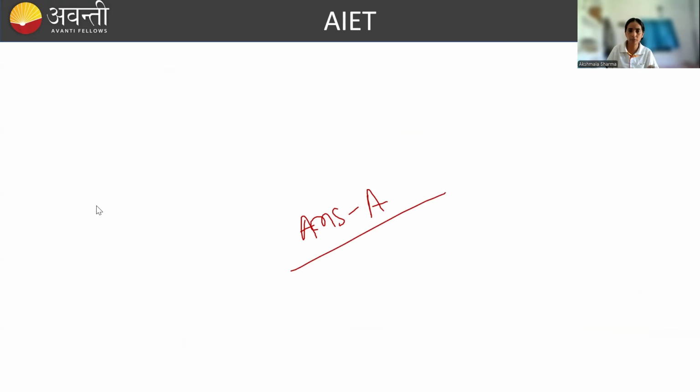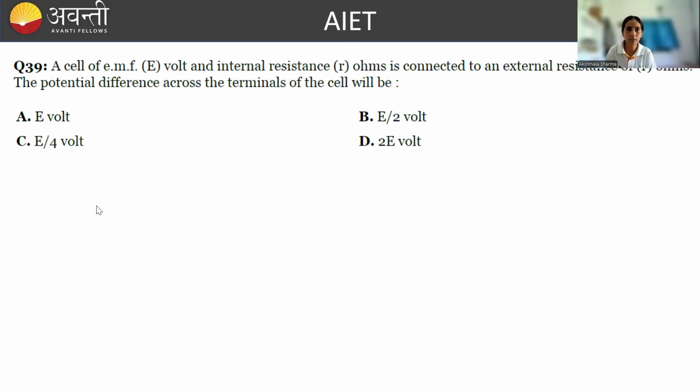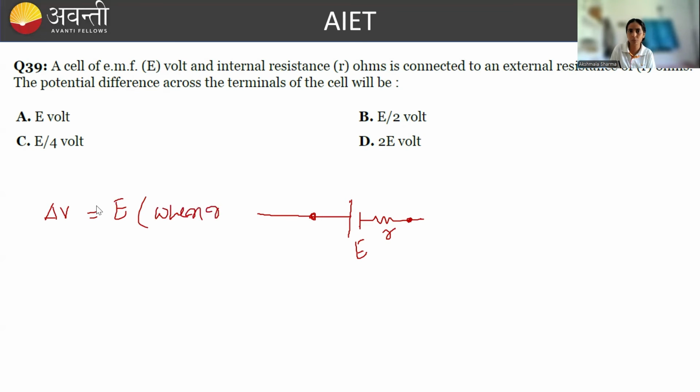Okay, now let's look at the next question. A cell of EMF E volt and internal resistance r ohm is connected to an external resistance of R ohm. The potential difference across the terminal. Again, this is a very easy and very common question. That is why I included it, because many of you may have made a mistake here, or you just need to remember the thing. So if there is a battery of EMF E and internal resistance small r, then potential difference across its terminal will be equal to EMF. Potential difference across the terminal is equal to EMF when no current flows.